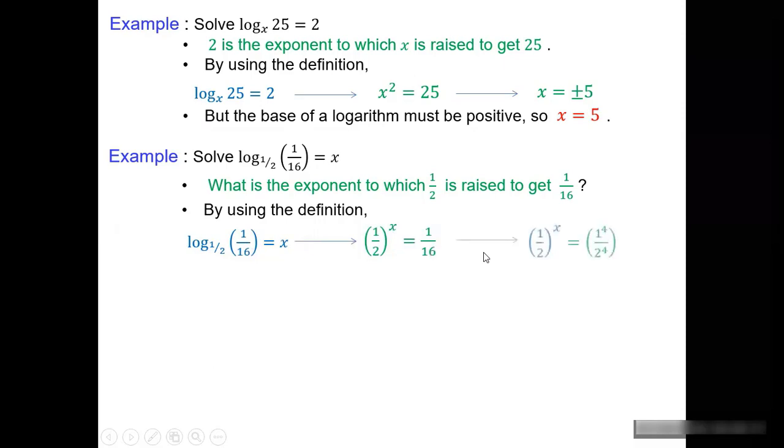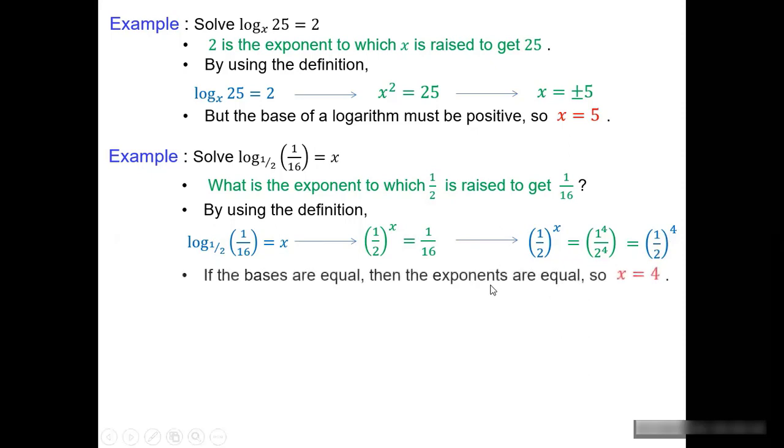And so if we think through that, that would just mean that 1/2 to the power of x could be rewritten as 1/2 to the 4th, or 1 to the 4th over 2 to the 4th. So now that the denominators have the same base, you should be able to recognize that 1/2 to the power of x is equal to 1/16, which is 1/2 to the power of 4. And therefore, the x value must be 4.